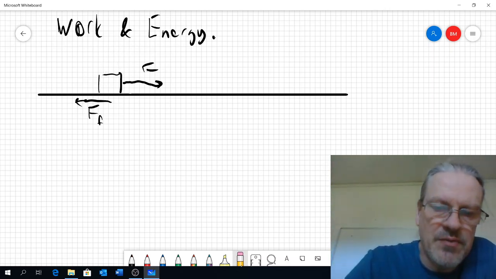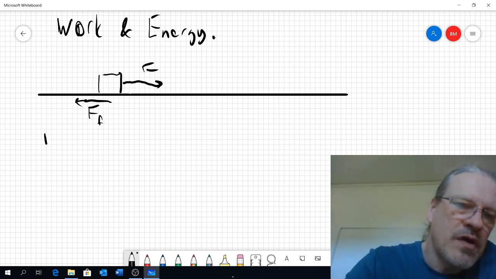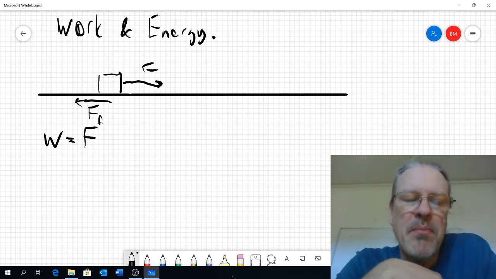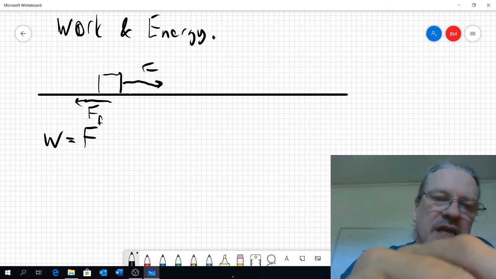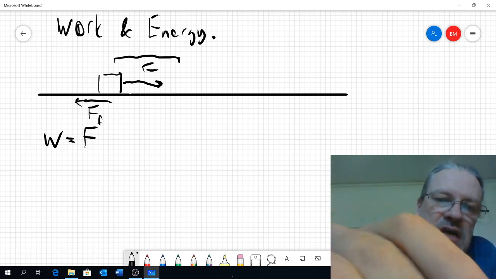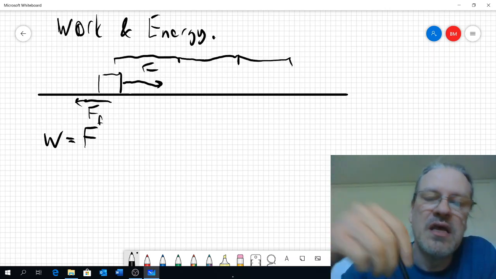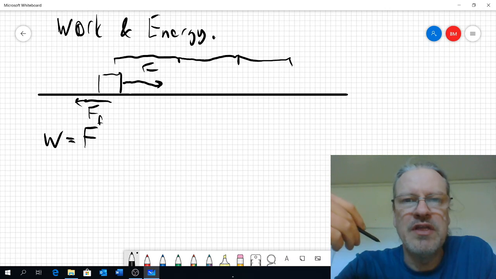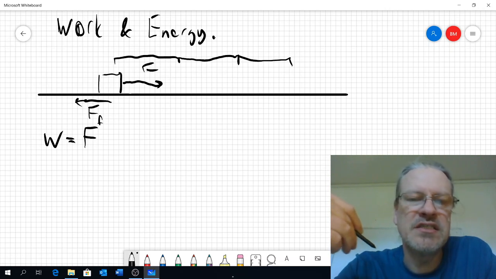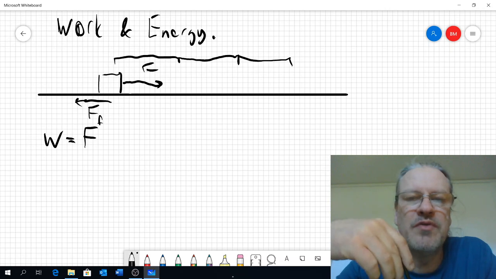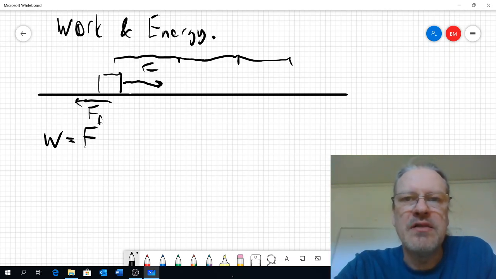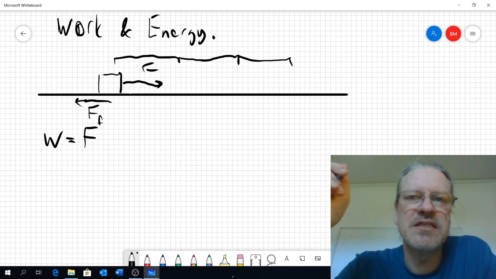So what we can guess from this is that the work should in some way involve the force. It should be proportional to the force. Secondly, if we move this a certain distance and then move it the same distance again, it makes sense that the amount of work you need to put into this is proportional to the distance you move it. If you have to move something twice as far, then the total work required will be twice as much. I use the word energy there, but we'll get back to that in a second.